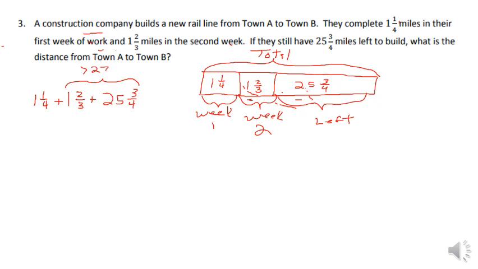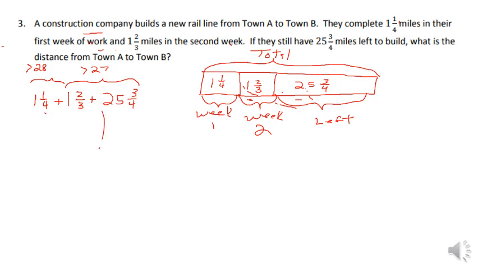Now I have 1 1/4. So that's less than a half. So basically, the sum of all of this is going to be a little greater than 28. Because 27 plus 1 1/4 is going to be a little more than 28. Now let's go ahead and add them up and see.